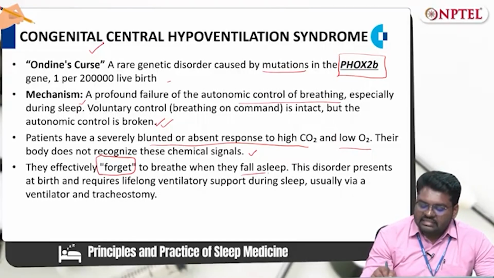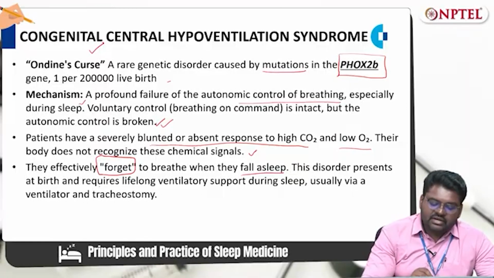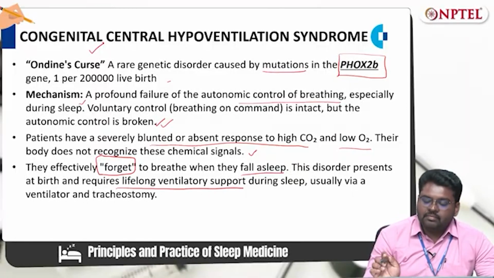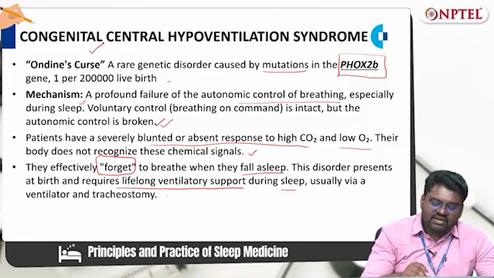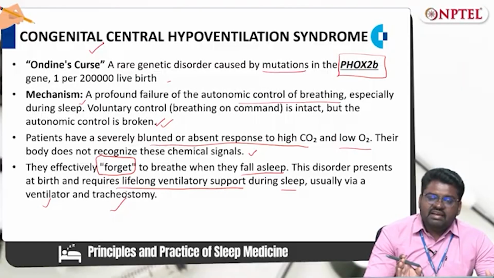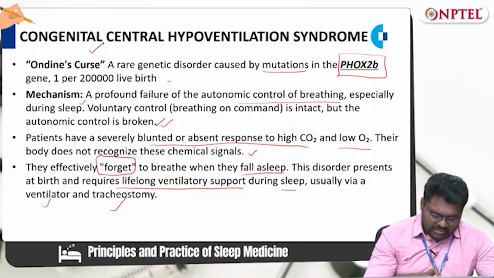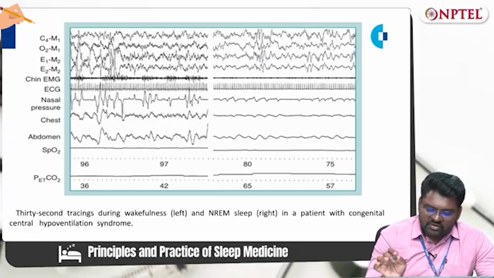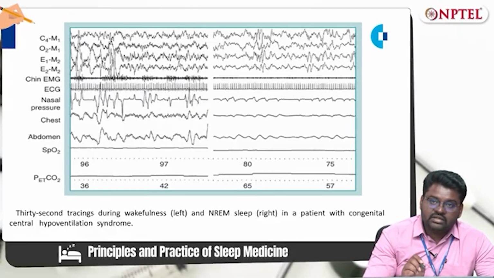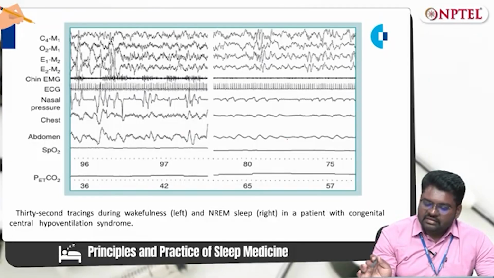They literally forget to breathe when they fall asleep. This disorder is present at birth and requires lifelong ventilatory support during sleep, usually via a ventilator and a tracheostomy. So the survival for these patients is very difficult. You can see a polysomnography of a patient with congenital central hypoventilation syndrome. On the left side the patient is completely awake, but on the right side the patient is completely asleep.